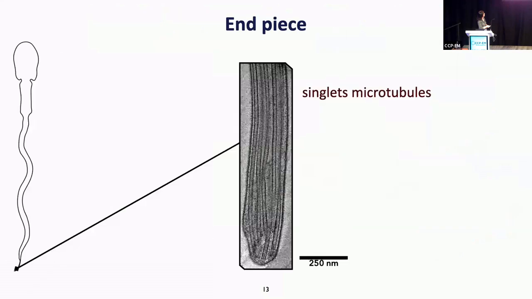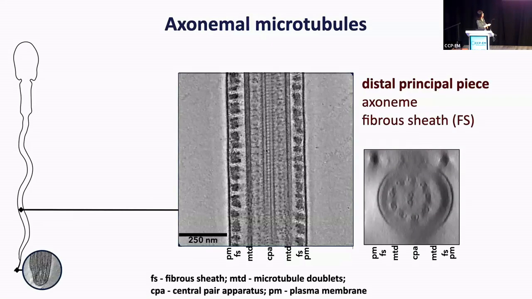So maybe this was kind of the easiest part, because we worked initially only on these end pieces that have only these singlet microtubules. But of course, the challenge was to go and do it for the bigger assembly, which is the major part, which is this axoneme. So just a reminder that you have a central pair in the middle and you have the doublets around it. So this is a cross section you can see here. Again, this is in the whole cell context. So you have the plasma membrane and you have this fibrous sheath that makes, again, the whole assembly thicker.